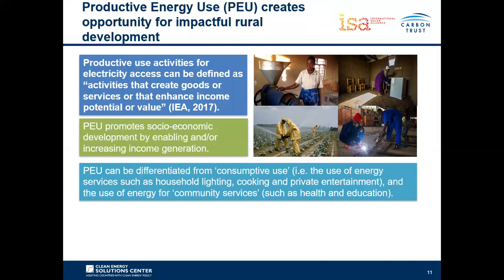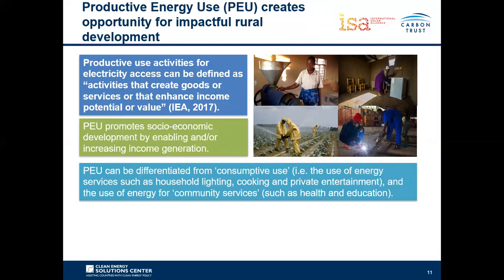Productive energy uses are differentiated from consumptive uses. Consumptive uses, as seen in the previous slide, could be labeled as residential use of electricity. These are services such as lighting, cooking, private entertainment. Private entertainment would include watching television, charging of mobile phones, and that sort of thing. So these are very much uses that do not create goods or services or enhance the income potential of these households. They are just used to satisfy a basic need in these communities.